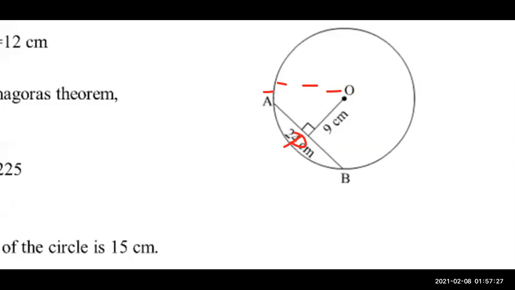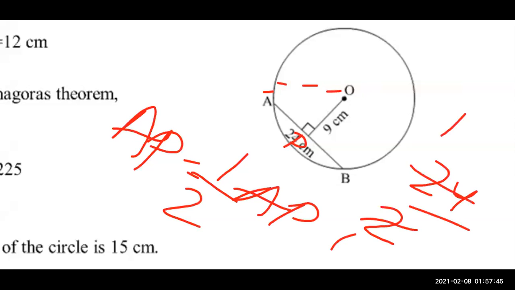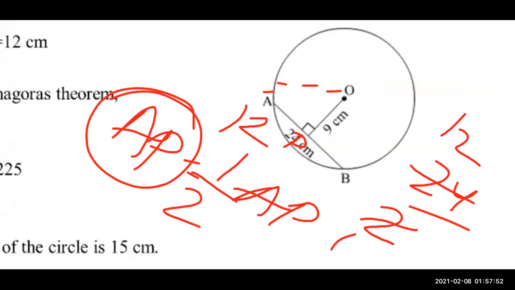OP is 9 centimeter. We have to find out AP. Now AP is always half of AB. AB is how much? 24. Half of 24 is 12. So what will be the value of AP? 12. So here we got AP also, OP also, and then we will find out our OA also.